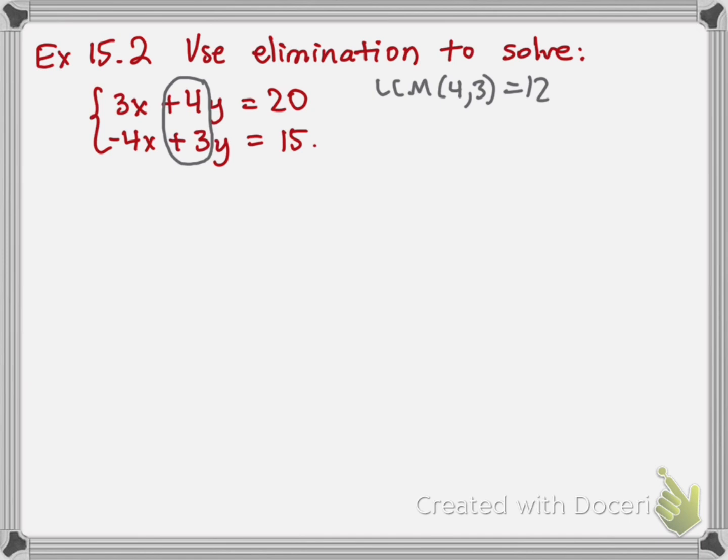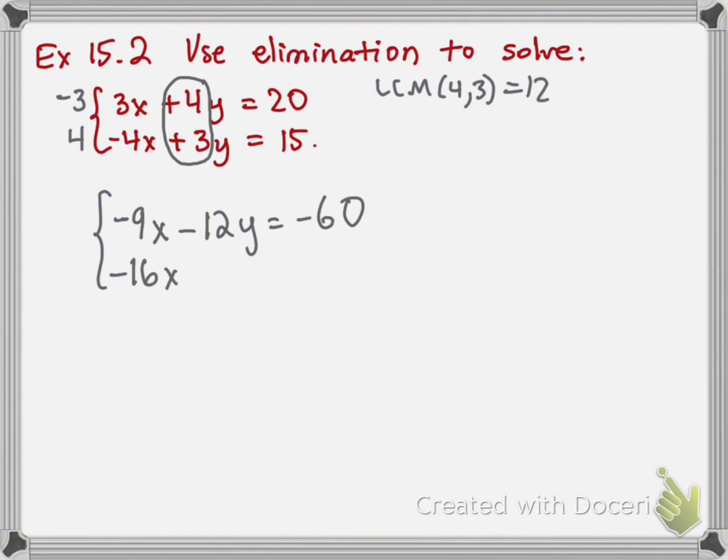Now, since these are both positives, I need to multiply one times a negative. Let's say we're going to multiply this one times -3 and this one times +4. So the one is positive and the other one is negative. So when I multiply the top times -3, I get that. And when I multiply 4 times all that other line on the bottom, I get -16x plus 12y equals 60.